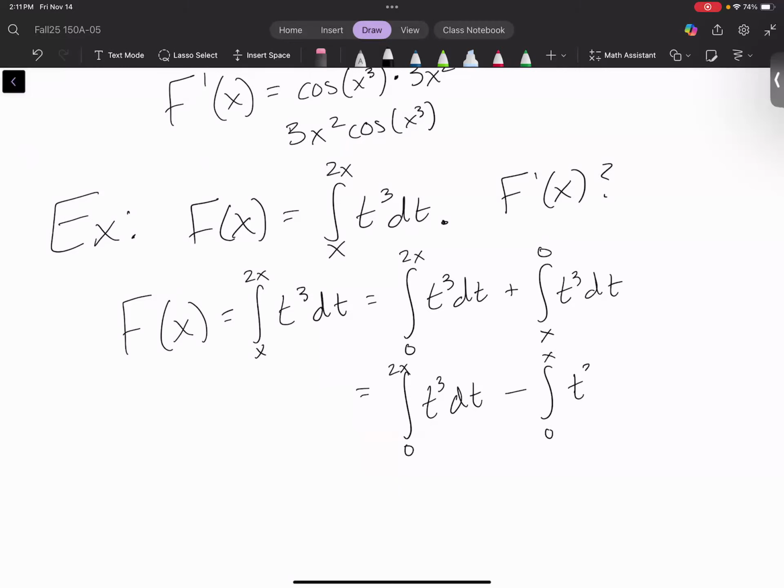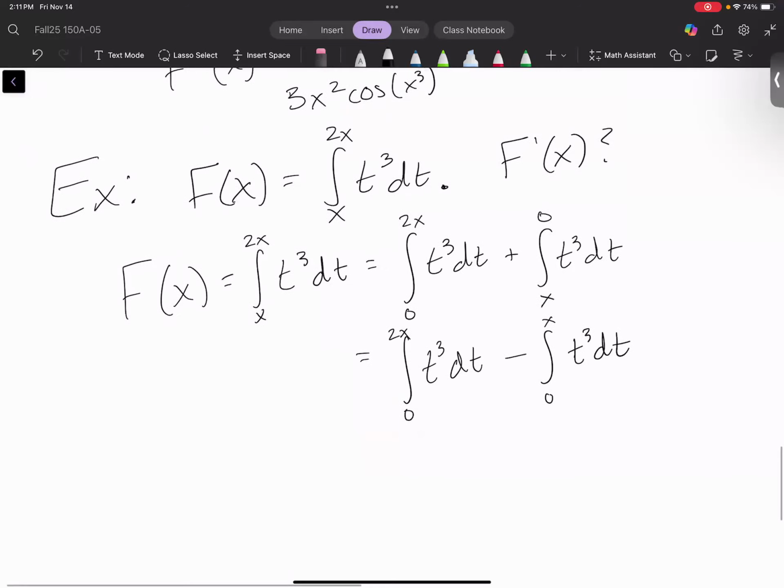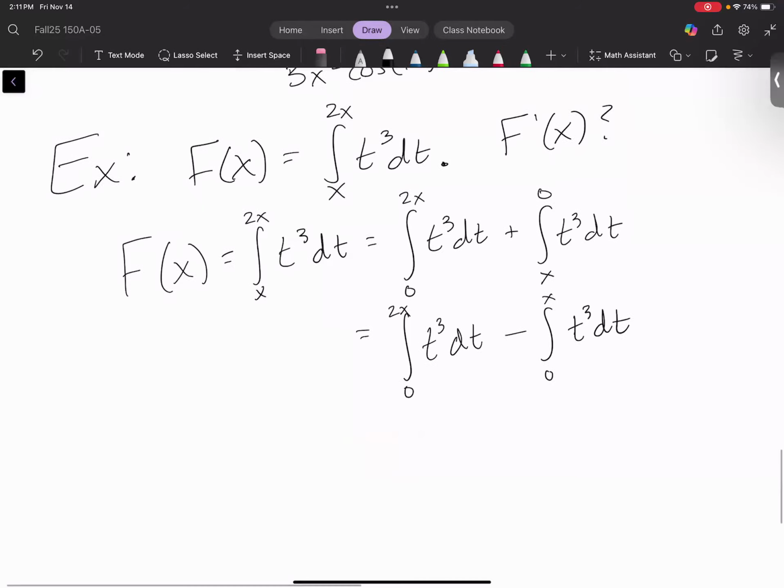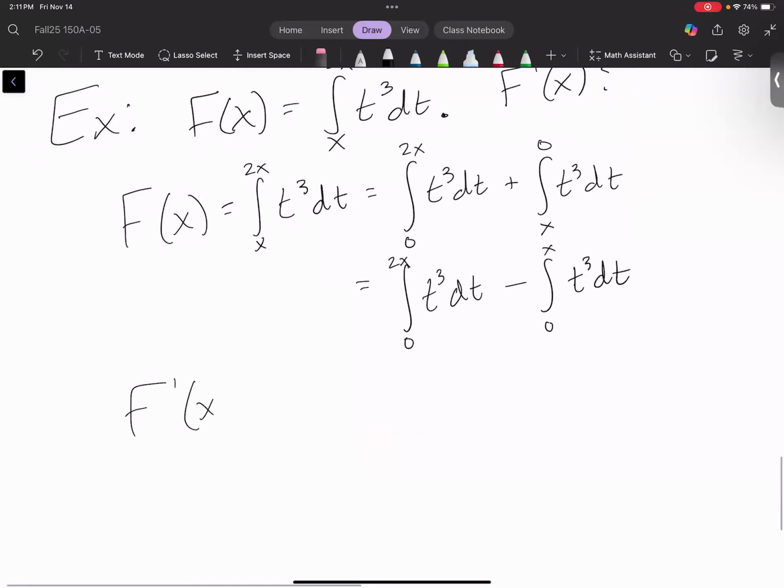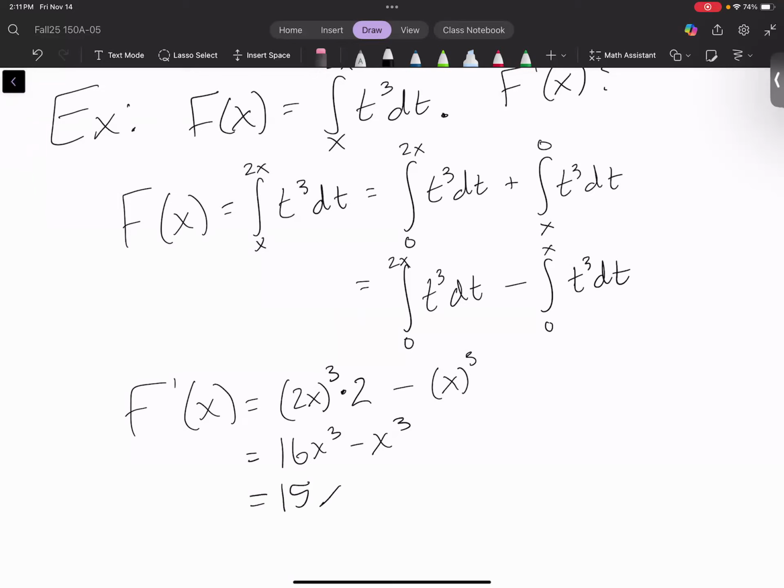Now that I've done this, notice in both spots there, it's a function just in the upper bound, and we know how to do both those pieces. So then F prime of x is going to be 2x plugged into t cubed, so it's 2x all cubed, times the derivative of 2x, which is just 2. Then minus x plugged into the cube function, so that's just x cubed. So we can simplify. This is 16x cubed minus x cubed, which is 15x cubed.